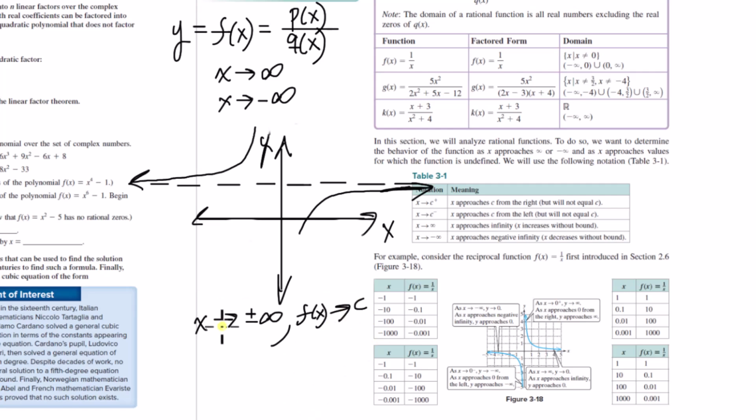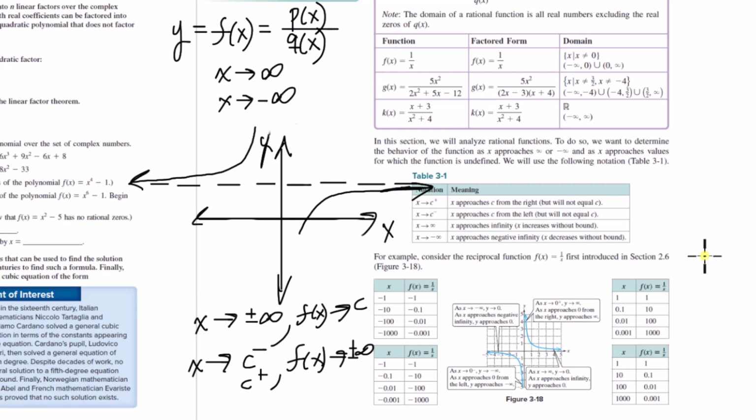With vertical asymptotes, it's the opposite. As x is approaching a constant from the left or from the right, the function is approaching positive or negative infinity. But in both cases, it's this asymptotic behavior.